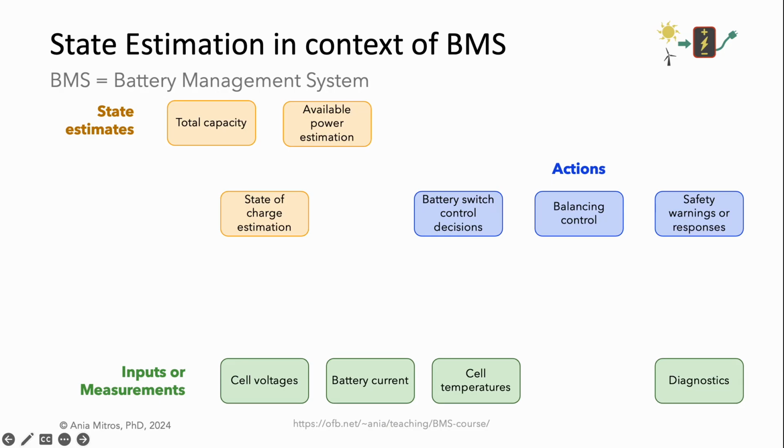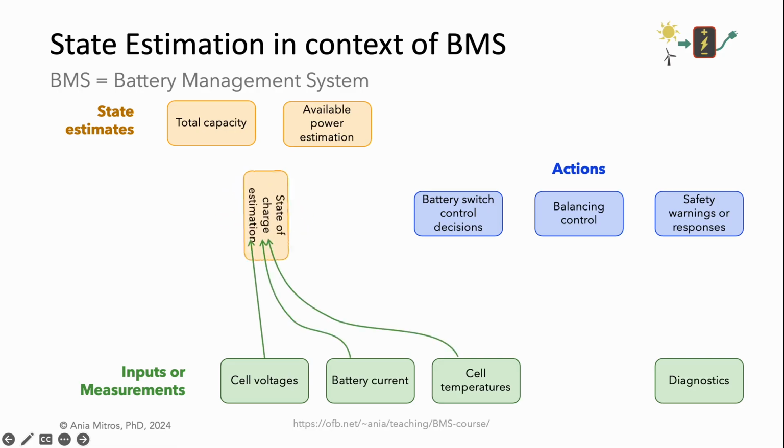A BMS must measure cell voltages. It likely also measures cell temperatures and battery current. These feed into state of charge estimation. To some people, state of charge estimation is the core BMS algorithm, and state of charge estimation is indeed important and requires substantial work to do well.